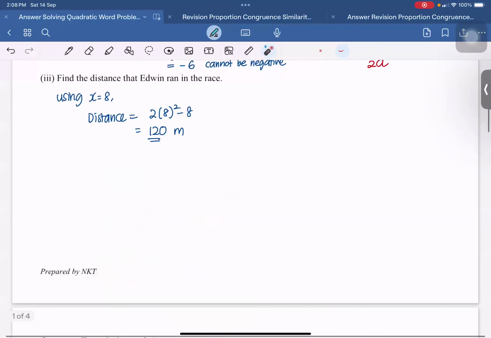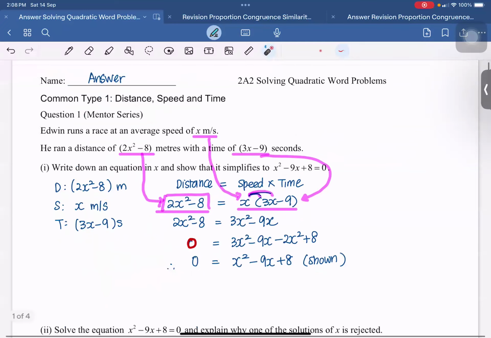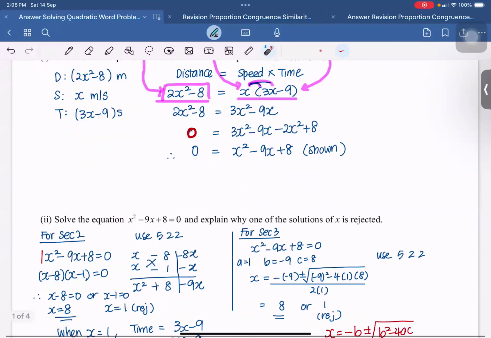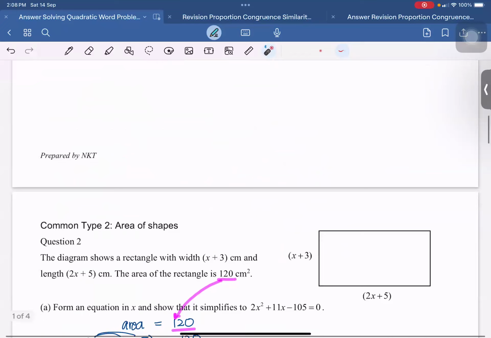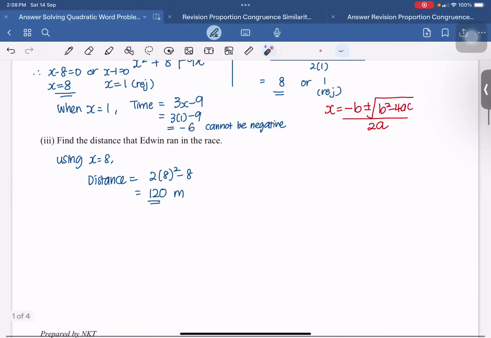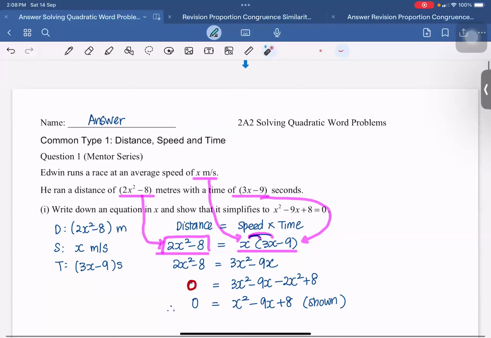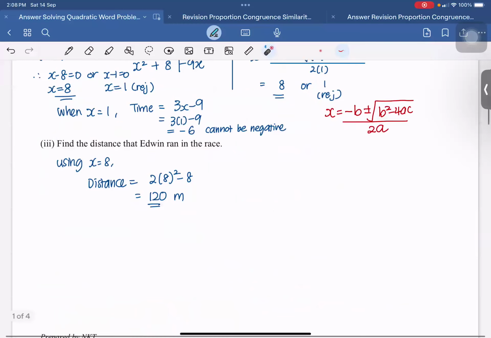We are continuing with the quadratic word problems. The other day we were doing the thick stack of the revision worksheet. It is inside the whole pile, one of the pages. All right, it's under quadratic word problems. Please find it. Okay, I'll continue with the next part of the question.